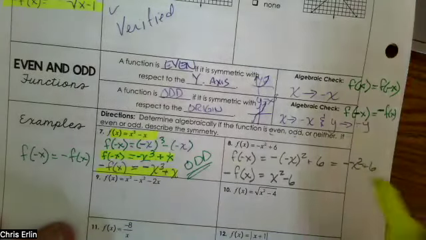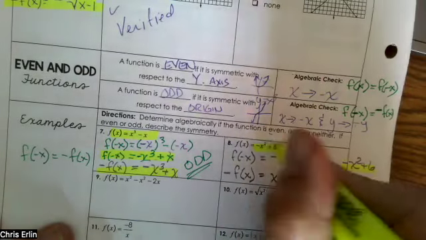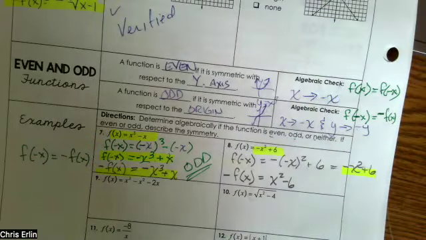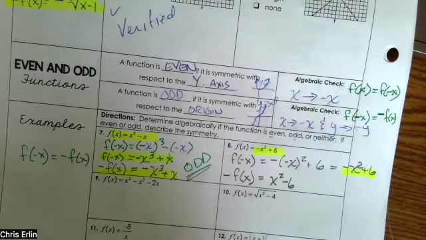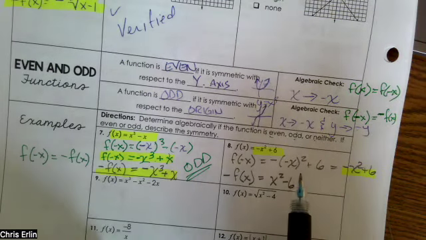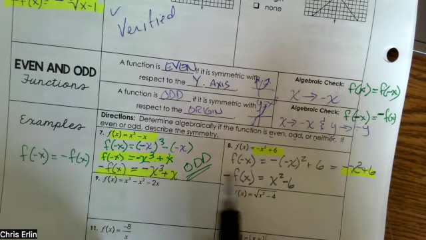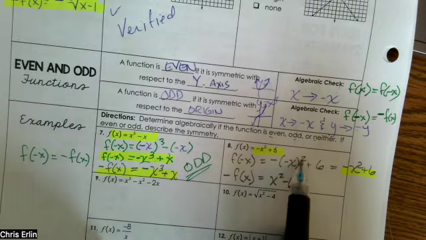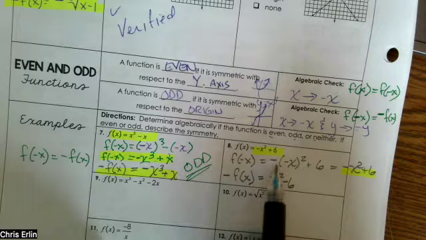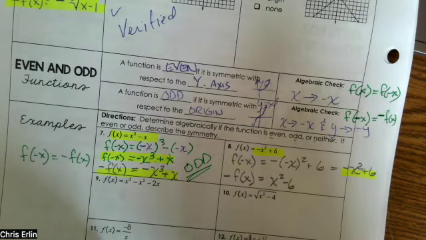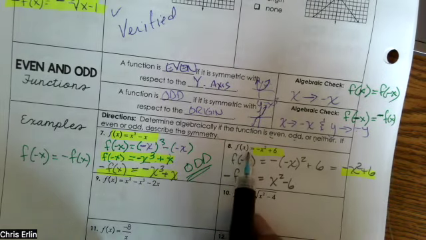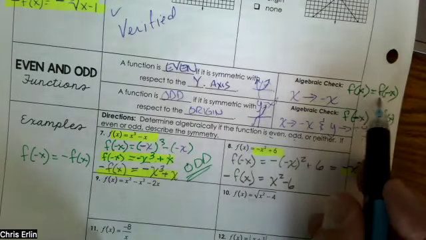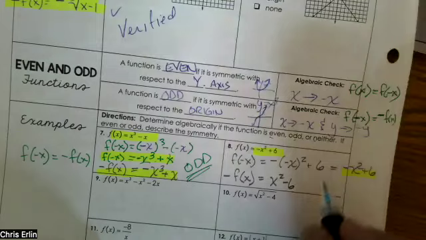But these two are the same. So it's even. Sorry, hold on. Let me go again. You have to do the exponents first before we do the multiplication. And so because we see that f of x is the same as f of negative x, that tells us it's even.